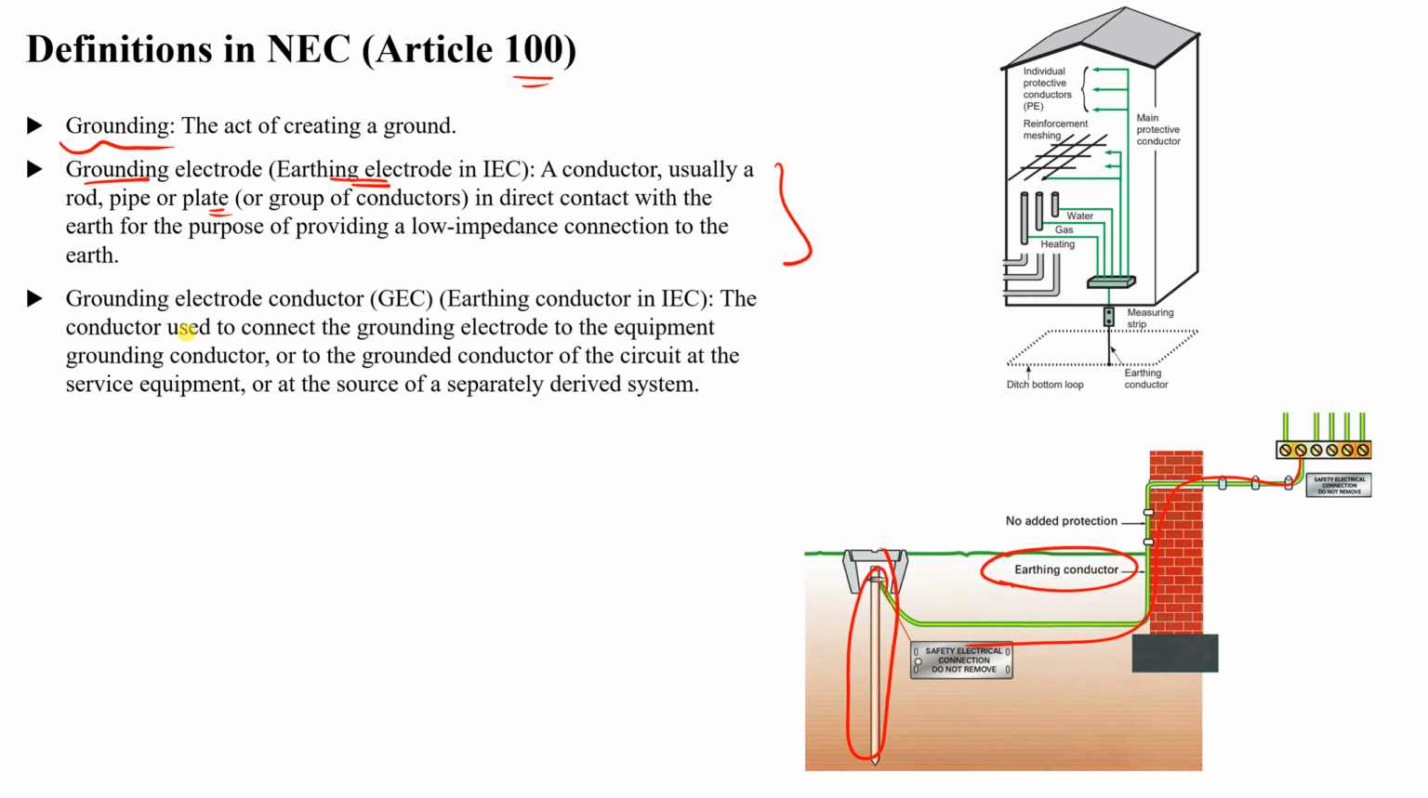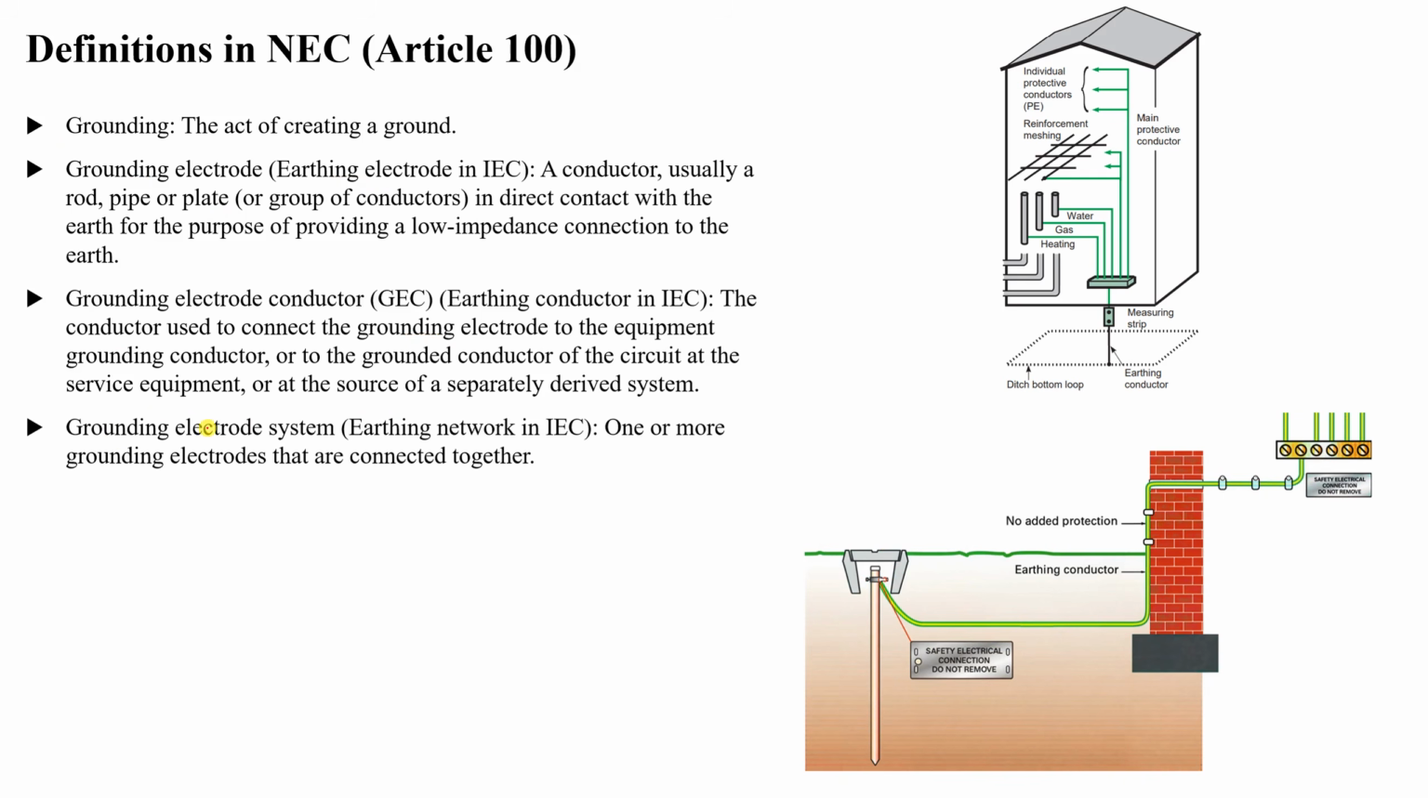You can see here, the conductor used to connect the grounding electrode, this one, to the grounding conductor of the circuit at the service equipment or at the source, like here. Then we have what we call the grounding electrode system, the same as the earthing network, earthing arrangement, earth termination system or earthing electrode network. All of these are exactly the same: one or more electrodes connected together, like this one connected to another rod, connected to another rod, and so on.